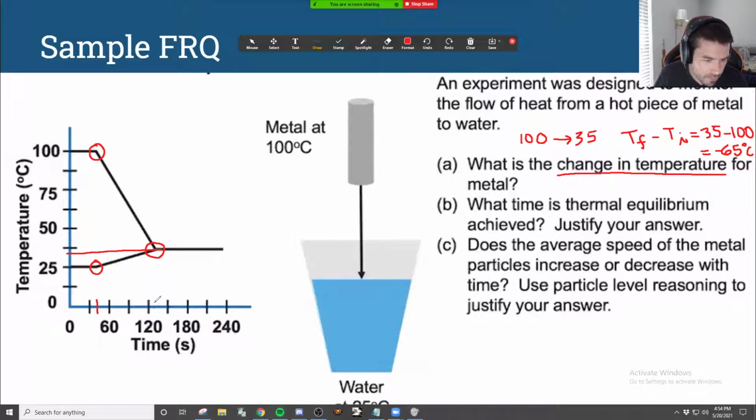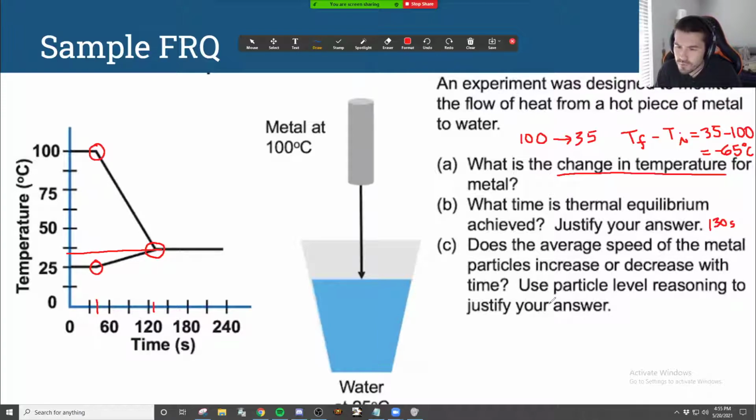We already talked about it. It's right here, right? 130 seconds. Justify your answer. Simple. That's the time at which both substances reach the same temperature. Easy. Okay. Part C. Does the average speed of the metal particles increase or decrease with time? Use particle level reasoning to justify your answer.